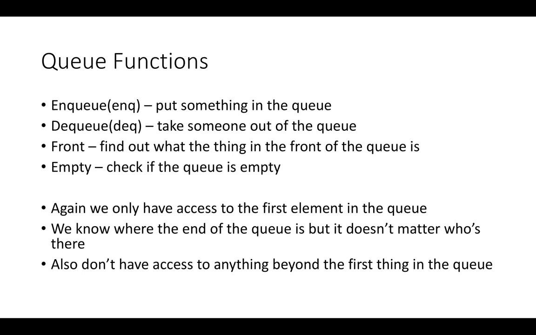Again, we will only ever access the very first element in the queue. We're not going to have any need to see who's in the middle of the queue or things like that. We may have functions just for ourselves that print out the entire queue just to make sure things are being put in there in the correct order, but that's not a well-defined queue function.